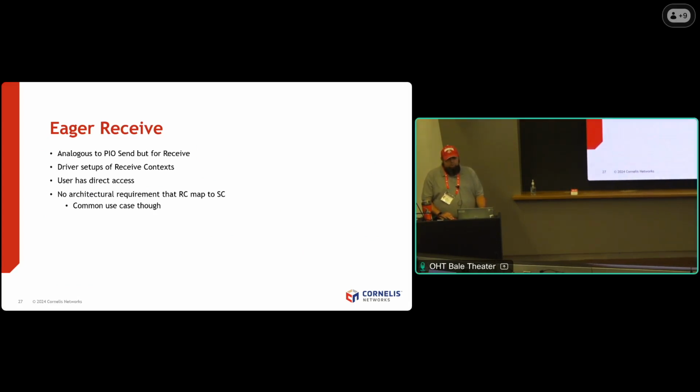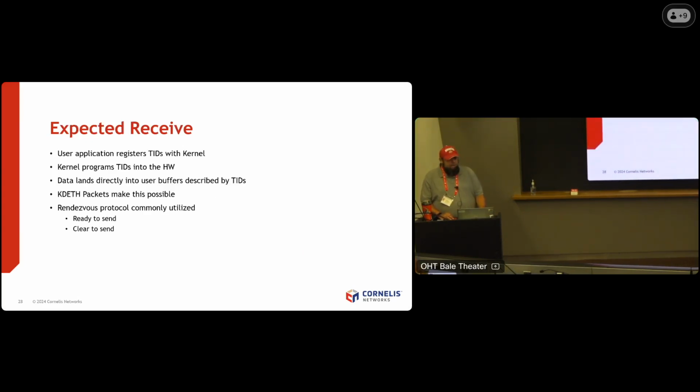Commonly, though, and what I think OPX does, and what PSM2 did do, and what we do for verbs in the kernel, is we tend to associate a one-to-one mapping. Whenever you allocate a send context, you get a receive context. But for your applications and for your libraries, this might not be what you want to do. You might want to have a many-to-one mapping or something. And architecturally, that would be fully supported.